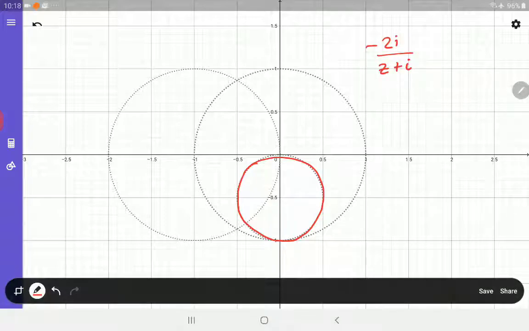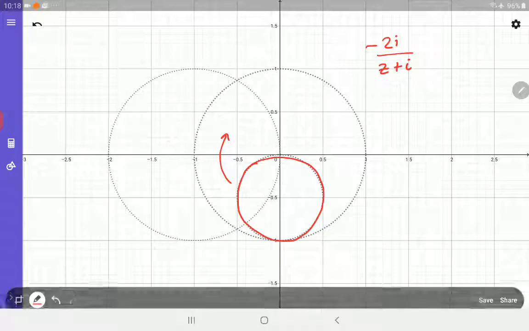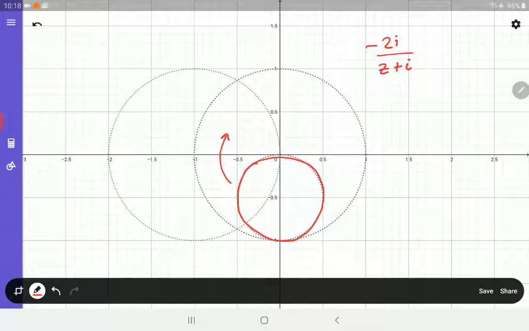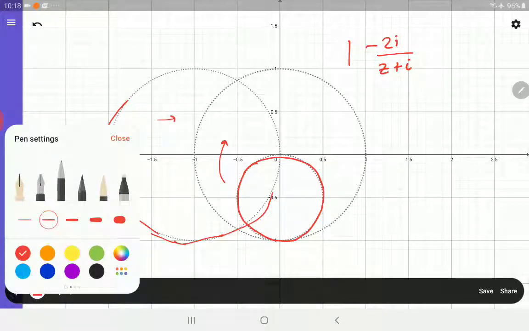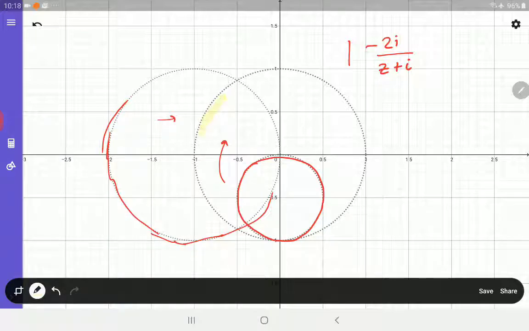So what does that do? That rotates it. The minus I rotates it clockwise by 90 degrees, and then you scale by 2, and you get this large circle right here. Finally, you add 1, and that shifts it, and we end up precisely in the unit disk.